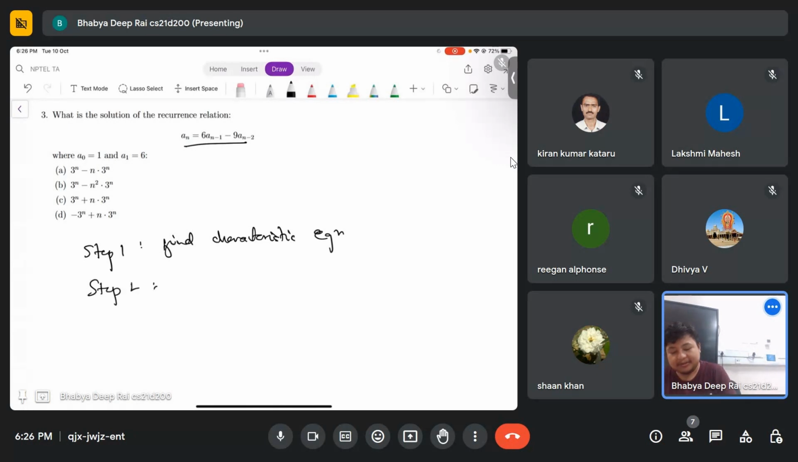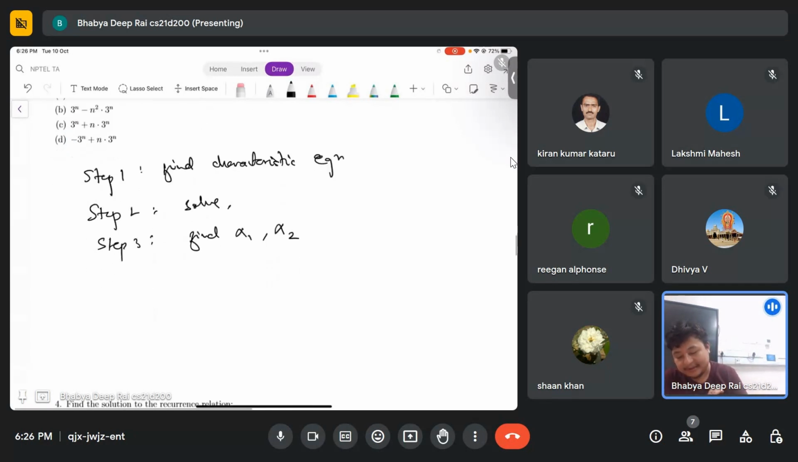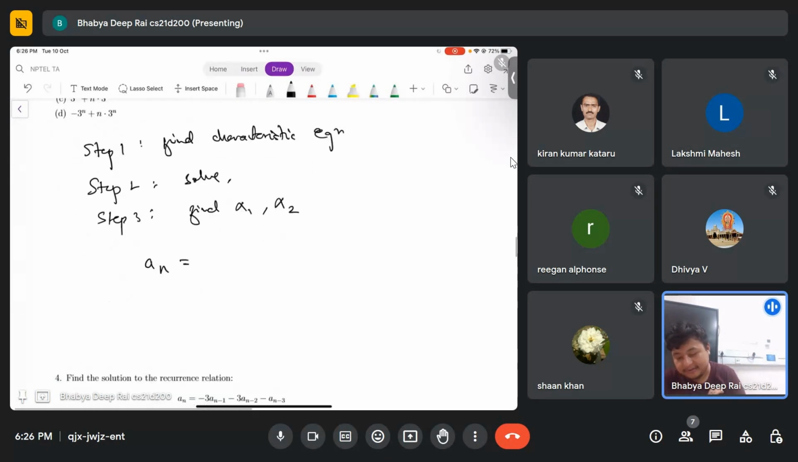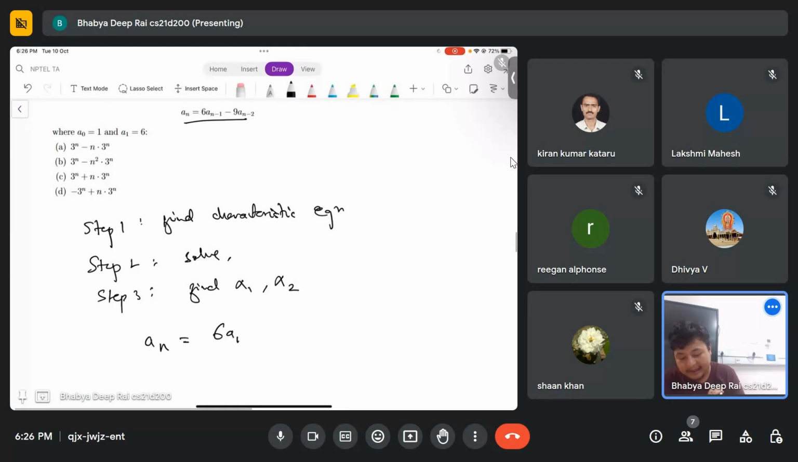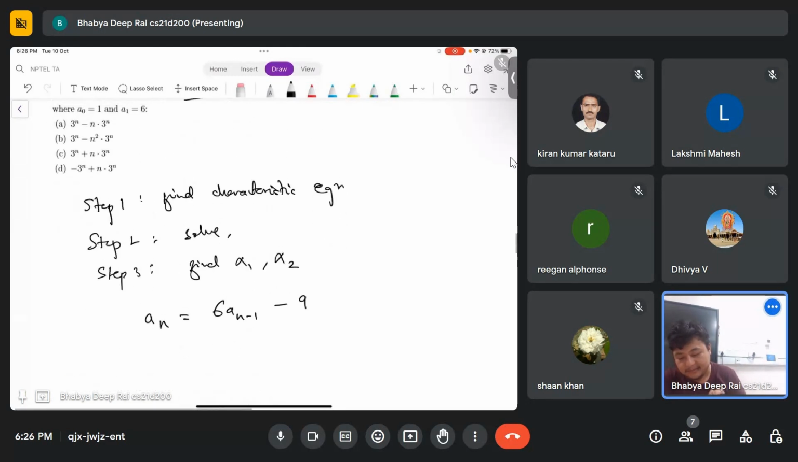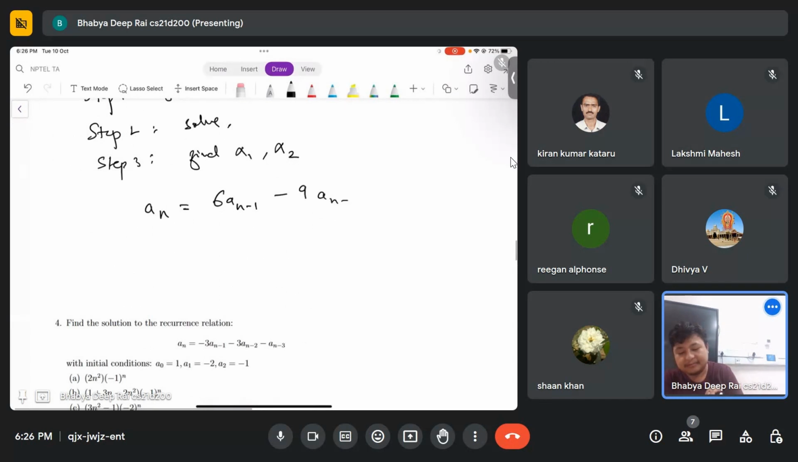Step 2 is solve. And step 3, find alpha 1, alpha 2. This is the 3-step formula. So let's find the characteristic equation first. Given a_n equals 6a_(n-1) minus 9a_(n-2).